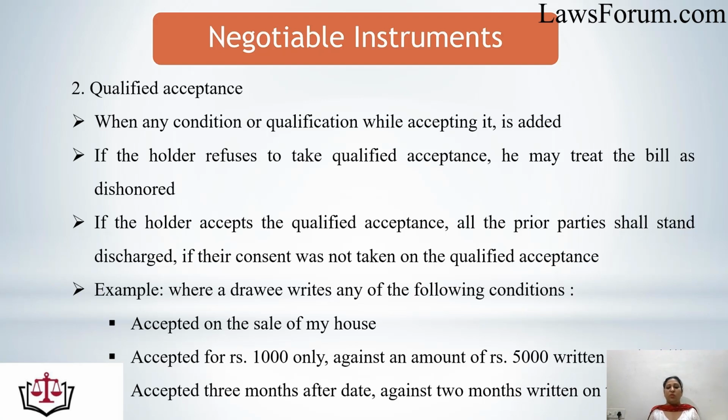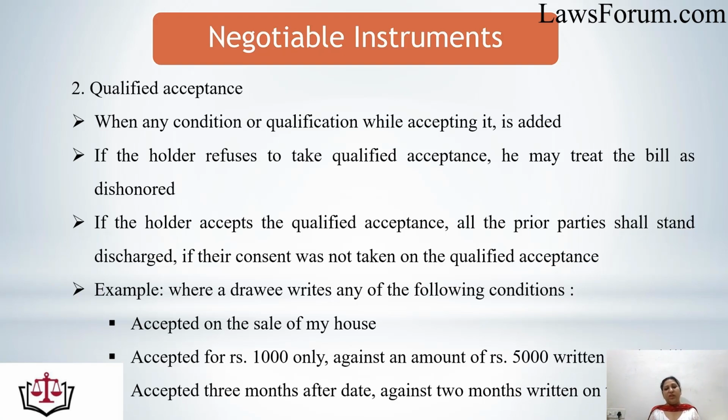Accepted for rupees 1000 only against an amount of rupees 5000 written on the bill. If the complete bill is regarding rupees 5000, and it is being accepted for rupees 1000 only, then it is an example of qualified acceptance. Accepted 3 months after date against 2 months written on the bill. That means the period of payment was 2 months, but it is being accepted as 3 months after date. So this is a qualified acceptance.